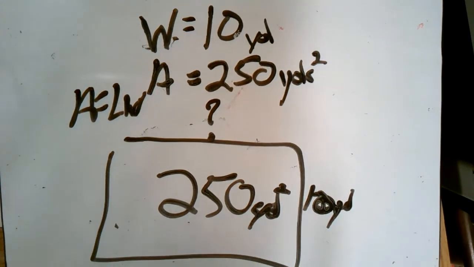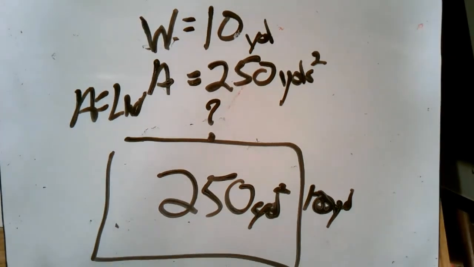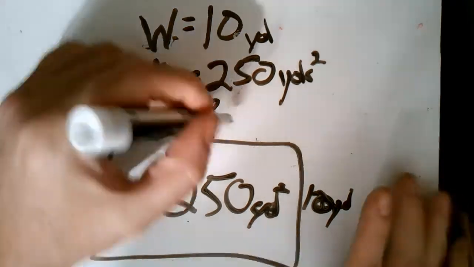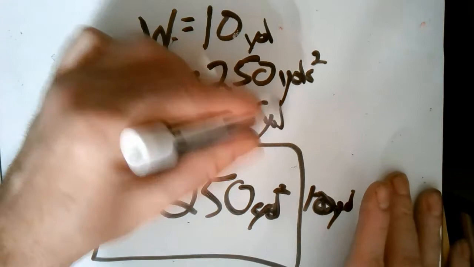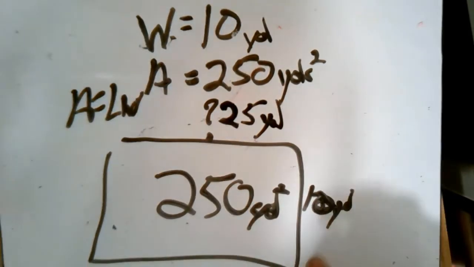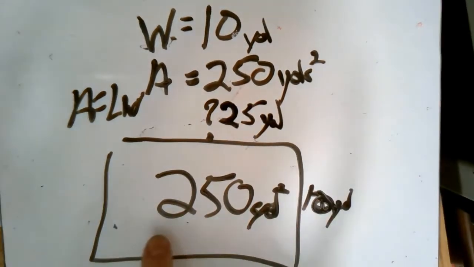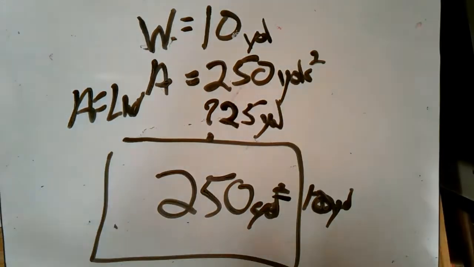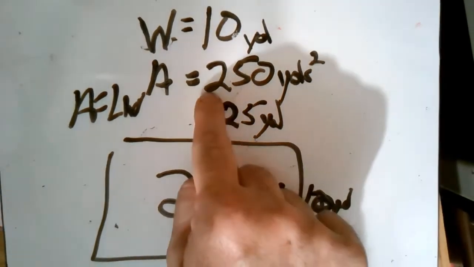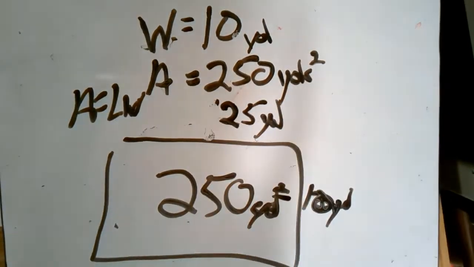10 times 10 is 100. That's still too low. Well, let's go 20. 20 times 10 is 200. Ah, we're getting close. So what about 30? 30 times 10 is 300. No, too much. What about somewhere in the middle? 25. Well, when I multiply anything times 10, I just add that 0 in, which would give me 250 yards squared. So it would be 25 yards.